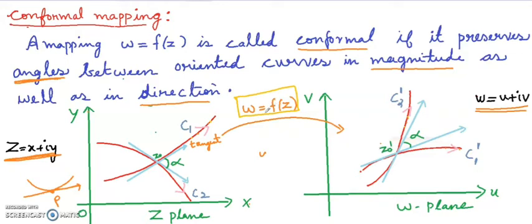Using this mapping, we have to verify the angles. When do we say the angles are the same? We consider the angle between the curves, that is, the angle between the oriented tangents. We say the angles between the tangents are the same if they have the same angle, both in magnitude and direction.